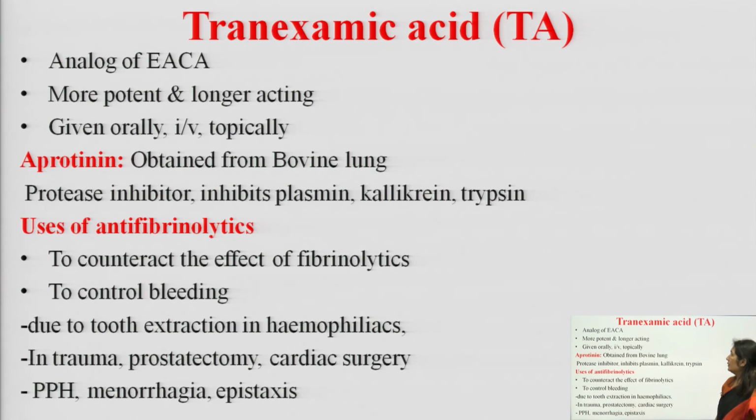Next is tranexamic acid. Tranexamic acid is an analog of epsilon aminocaproic acid. It is more potent and longer acting. It is given orally, intravenously or topically. Aprotinin is a protein that is obtained from bovine lung. It is a protease inhibitor, inhibiting plasmin, kallikrein and trypsin.